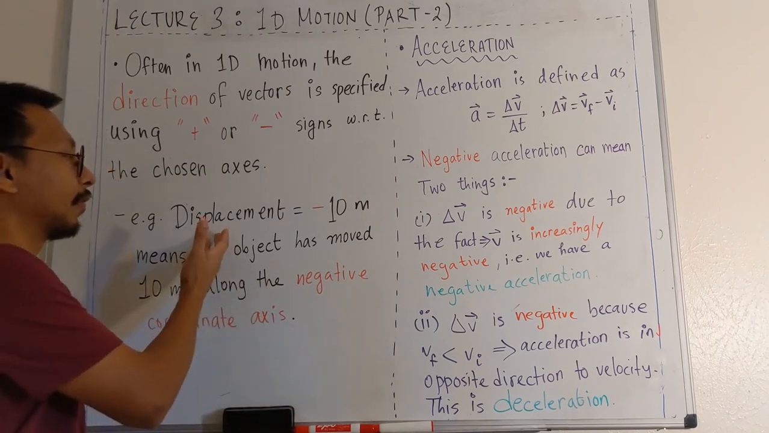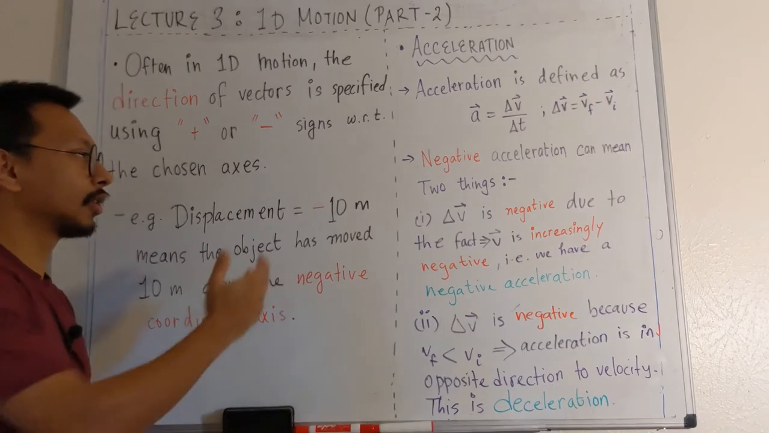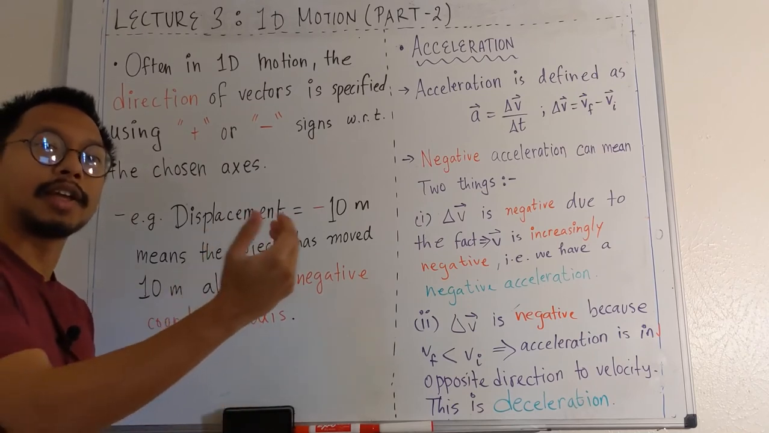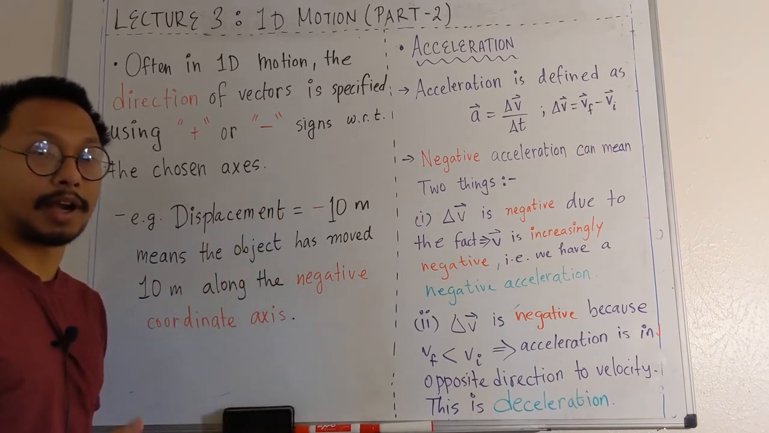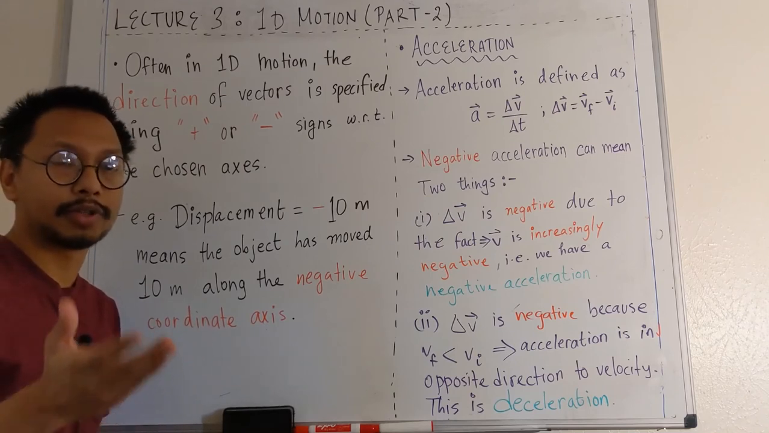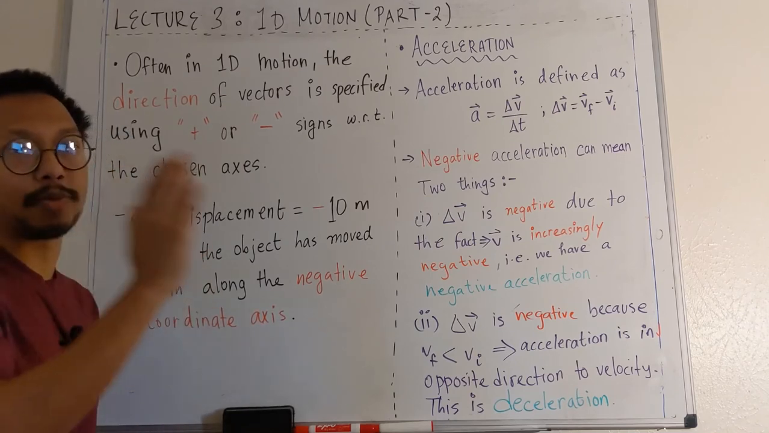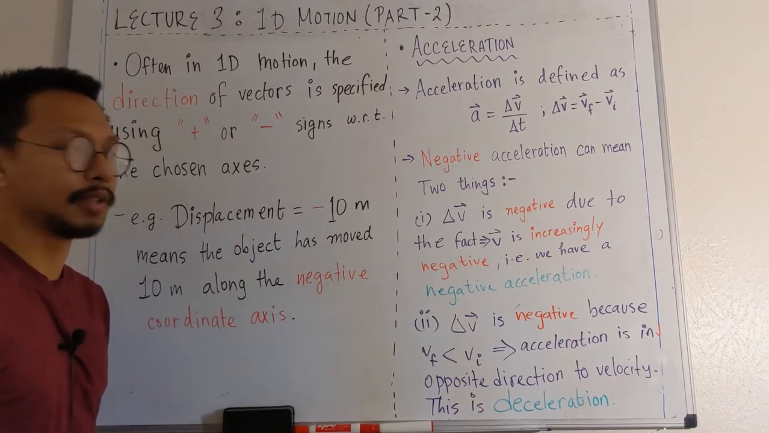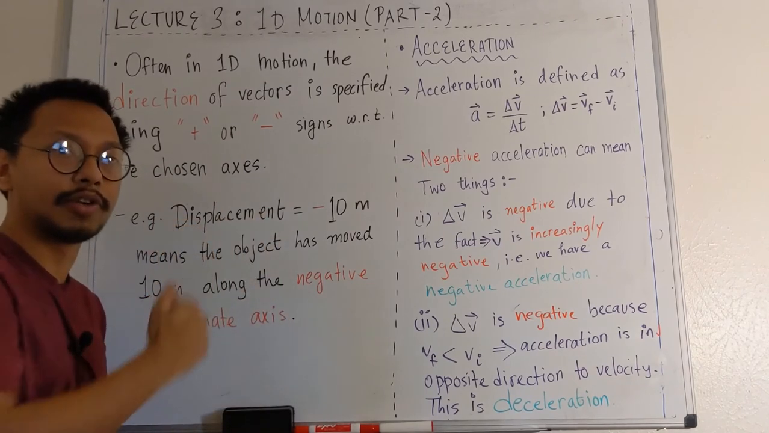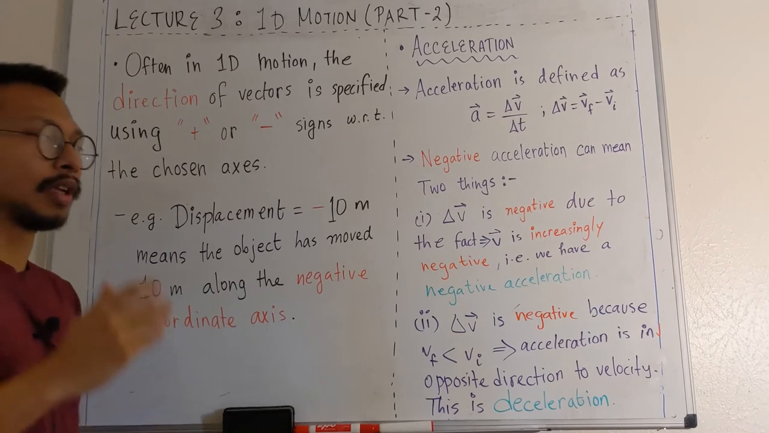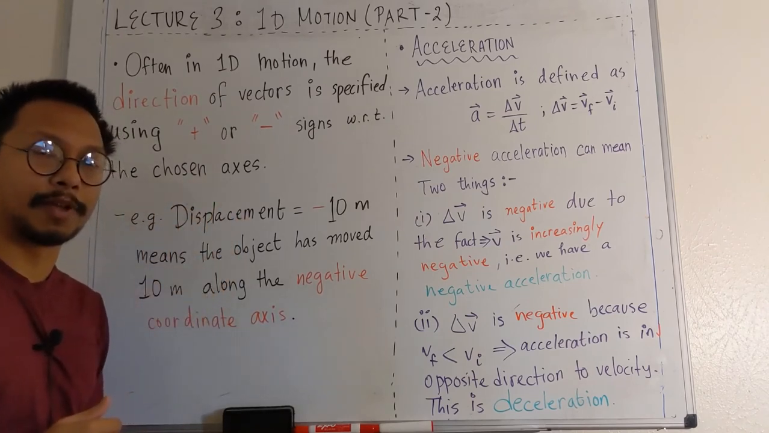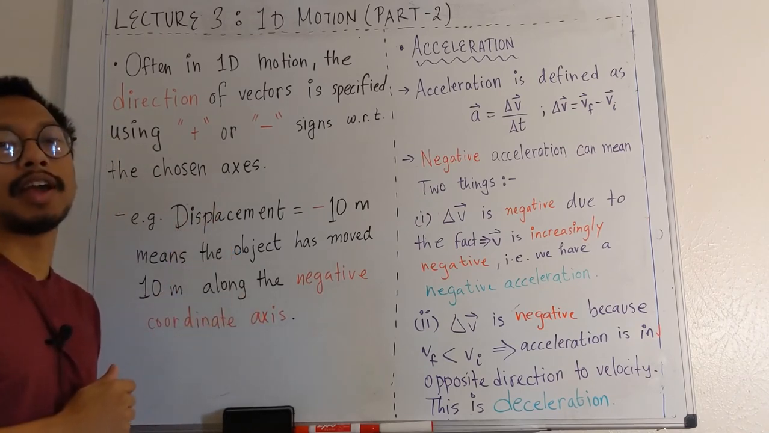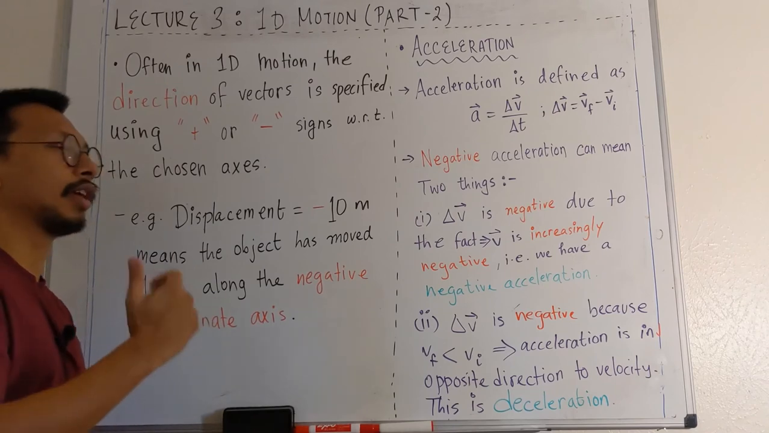For example, if you're given a displacement of negative 10 meters, that just means the object you're considering has moved a distance of 10 meters in the negative direction of the coordinate axis. And remember, the coordinate axis is arbitrarily chosen by you. So you can set your positive direction, and with respect to that positive direction, this negative means the object is moving opposite to the direction you have chosen positive. That's just it. Similarly, if you consider a velocity of negative 10 meters per second, that just means the object is moving at a speed of 10 meters per second, but in the negative direction.